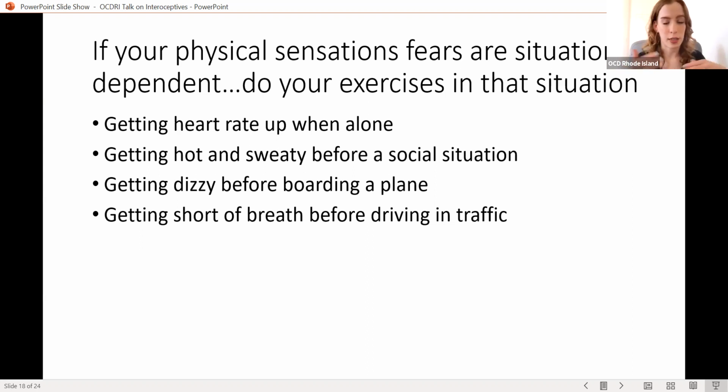We always calibrate the interoceptive exposure to a person's real world needs. We're not just doing these exercises in principle. It's so that you can specifically get better at entering the situations that matter to you.